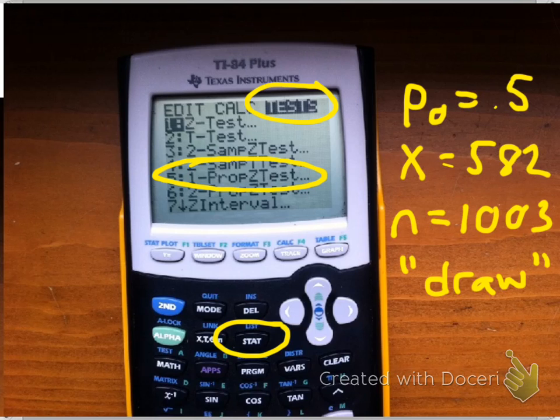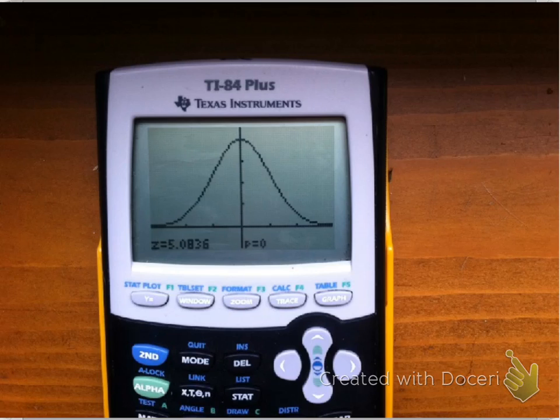I like draw because it gives you a nice picture of what's going on. And here's what our calculator gives us. It gives us a picture of the results, and we want to make sure we understand what's going on here. Keep in mind the middle is 0.5 and 0.58 is out here, and nothing's shaded because 0.58, according to the calculations, happens to be 5 standard deviations away. And we've learned in class that 5 standard deviations is a pretty unusual occurrence. So that's why we really don't see anything shaded here.